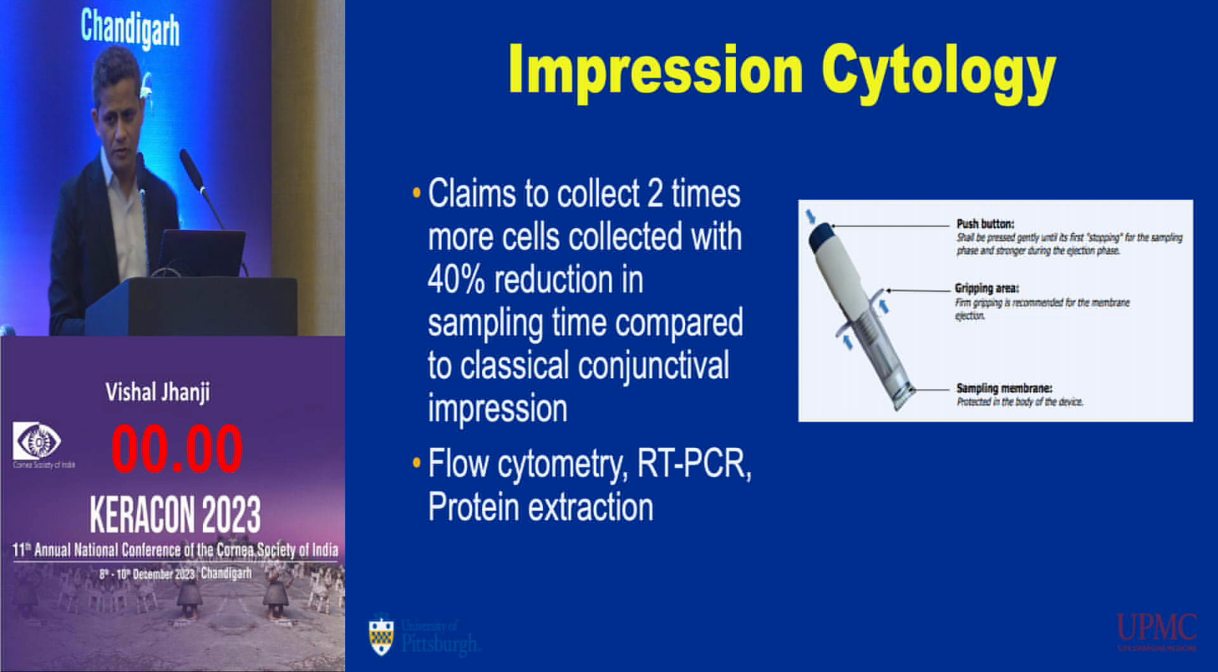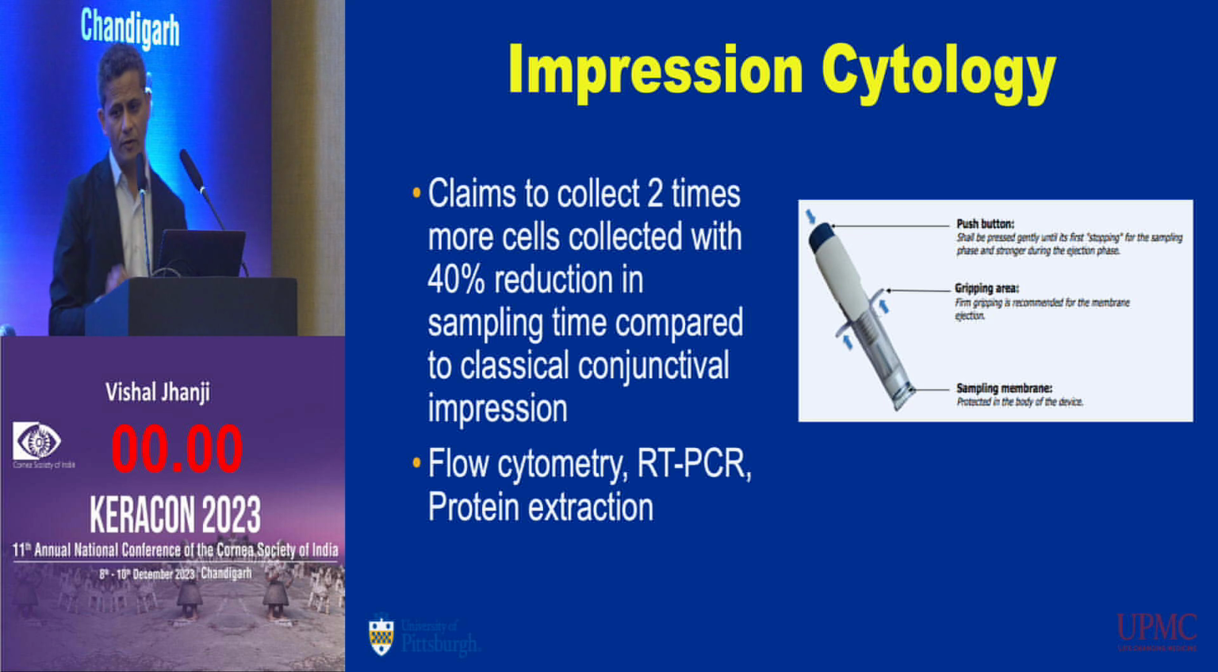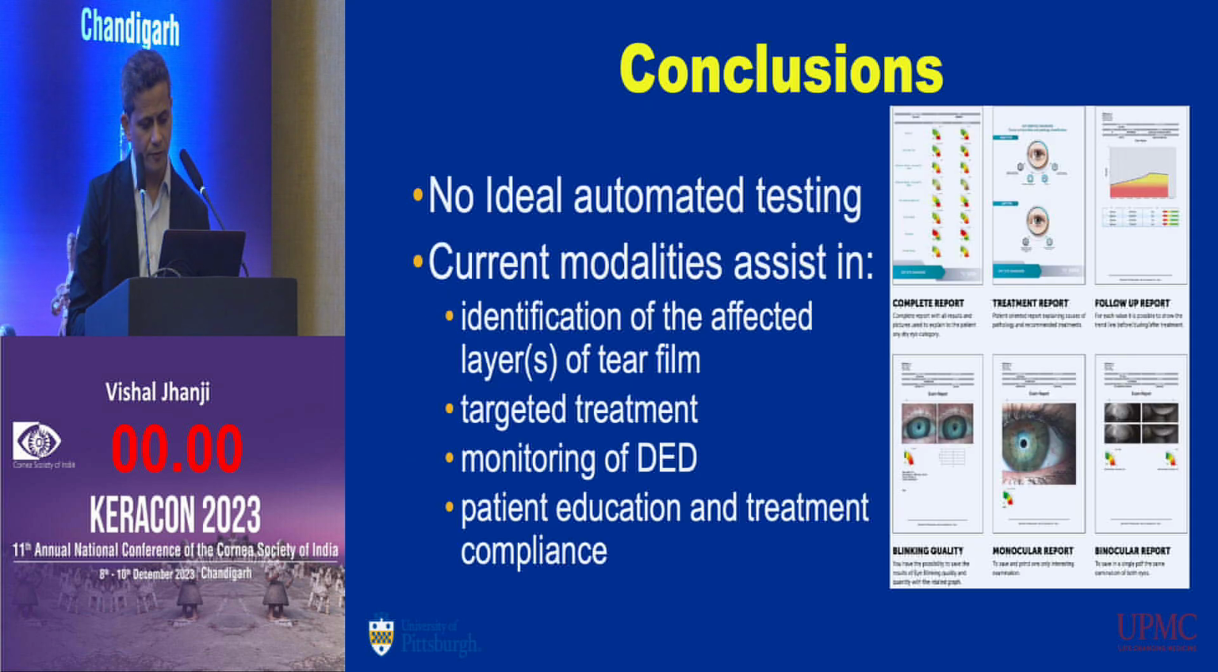We do use, for research purposes, ocular eye washes and also this impression cytology device, which is slightly less invasive. It uses a polysulfone membrane instead of a nitrocellulose membrane. It increases the yield of cells from the conjunctival surface significantly, and you can use this impression cytology. Basically, the paper comes off for even flow cytometry, reverse PCR, and extraction of protein for further research.